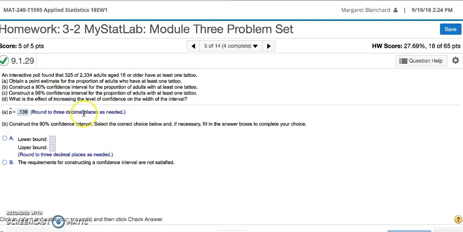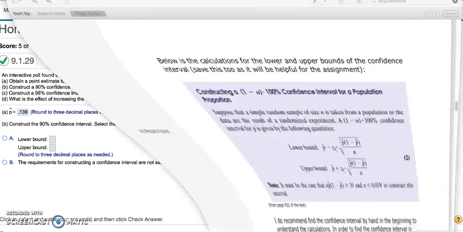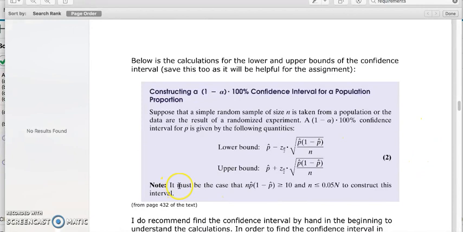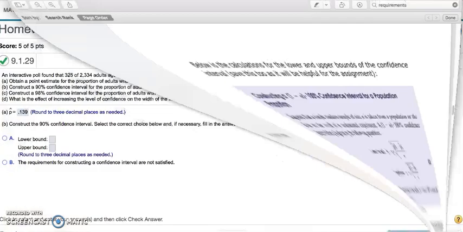Okay, so part B, construct the 90% confidence interval, select the correct choice below, and if necessary, fill in the answer boxes to complete your choice. So first, I'm just going to touch on the requirements. We're not going to go through this as part, I've already verified it. Just remember, it must be the case that n times p hat times 1 minus p hat is greater than or equal to 10, and n is less than or equal to 0.05 N. Remember, little n is the number from your sample, big N is the number from your population. So in this case, we're good there.